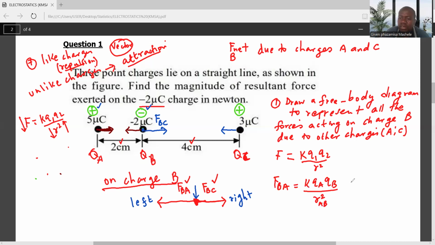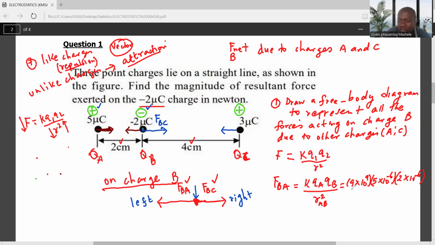So now, what is our K? We can substitute there, guys. The Coulomb's constant is 9 times 10 to the power of 9. And what is charge A? Here we do not put the signs. We have 5 micro, it's 10 to the power minus 6. Then another charge B, it's 2 times 10 to the power minus 6.